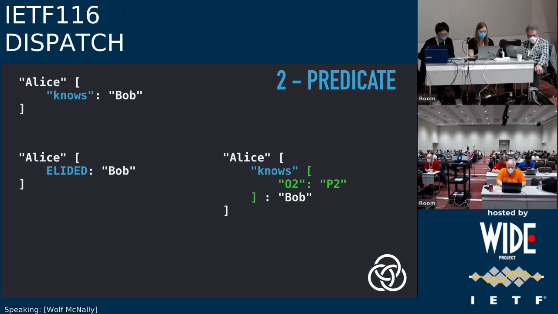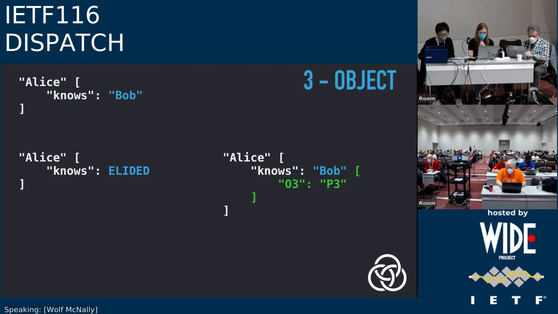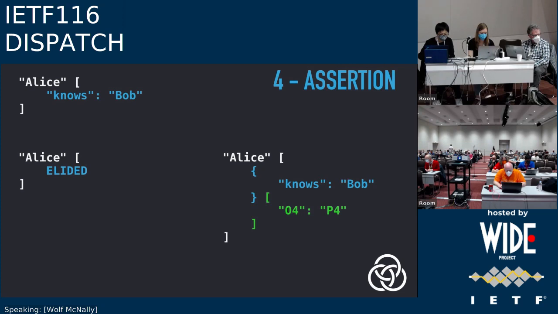We've added an assertion. Now, you notice on the left-hand side it says elided. So anywhere you can add something, you can also elide, encrypt, or compress something as well. The third location is the object. So subject, predicate, object. In this case, Bob, we've added on the right an assertion. On the left-hand side, we've elided it. The fourth is on the assertion itself. You see the assertion itself has a pair of curly braces around it, and we've added an assertion to the assertion as a whole. On the left-hand side, that's what it looks like if you elide the entire assertion.